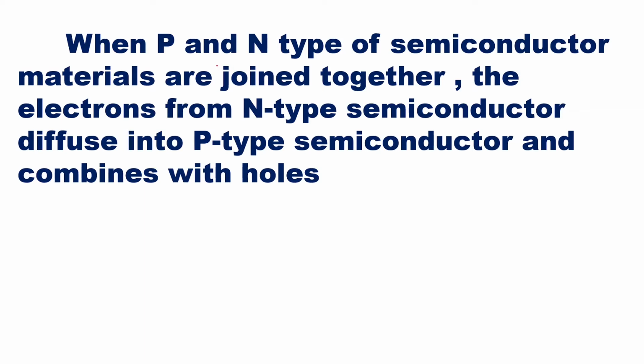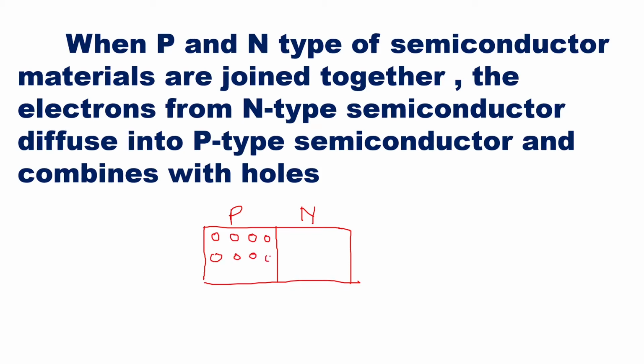If you show the diagram, it will look like this. Say this is your PN junction. Now here, this is your P-type material and this is N-type material. In P-type material, we show holes as majority charge carriers, and in N-type, we show electrons as majority charge carriers.